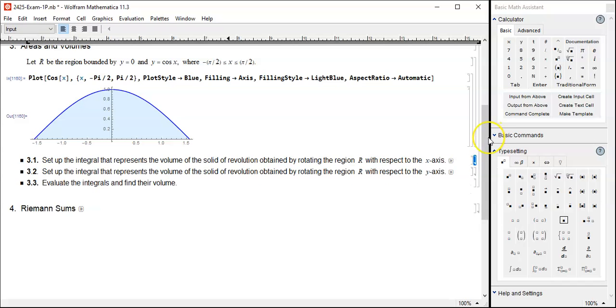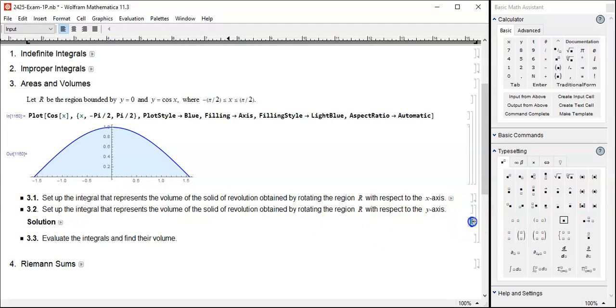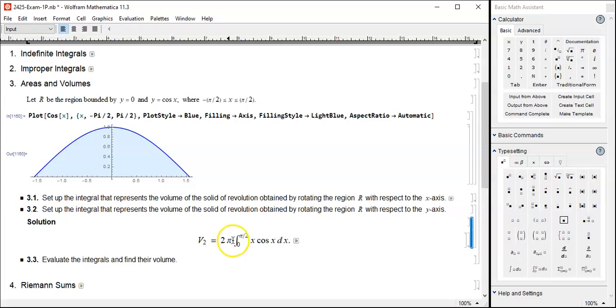Next problem, we are rotating with respect to the y-axis, so this is going to be a shell method. So how do you do that? We need 2 pi r times y, 2 pi and then r, the radius is just the x-coordinate, the distance from the y-axis. So that is the shell method formula when taking the rotation with respect to the y-axis.